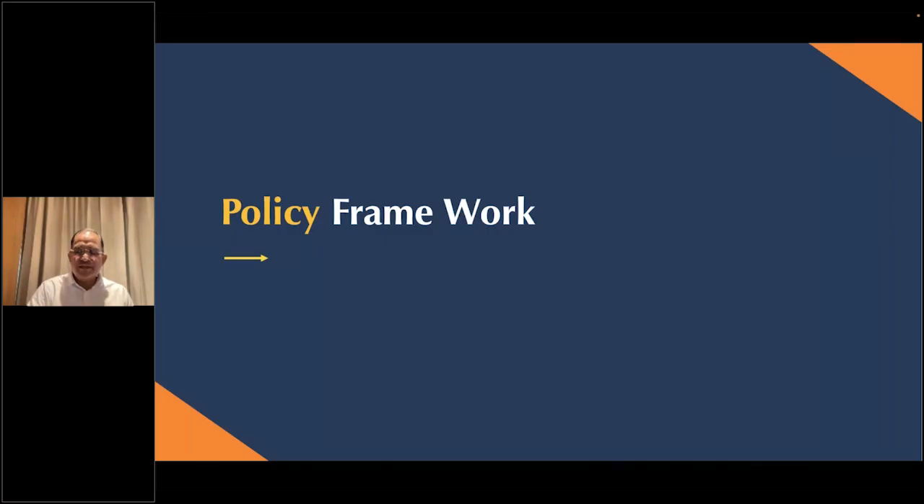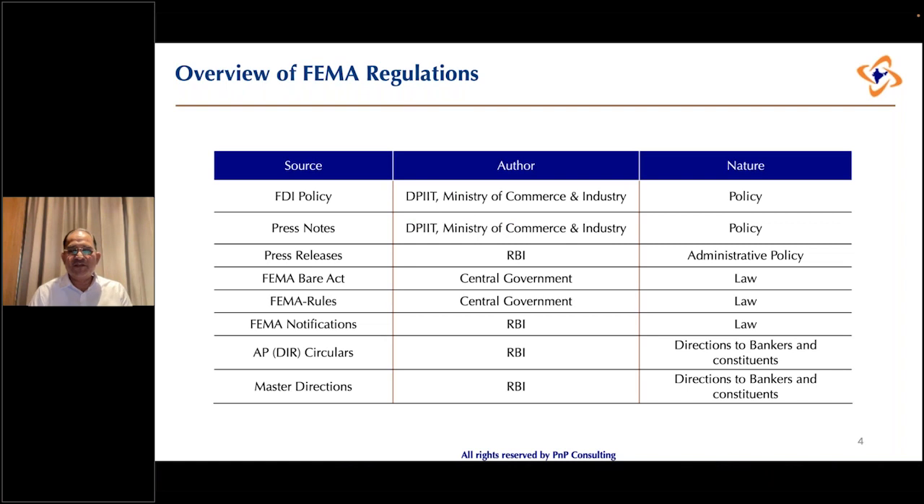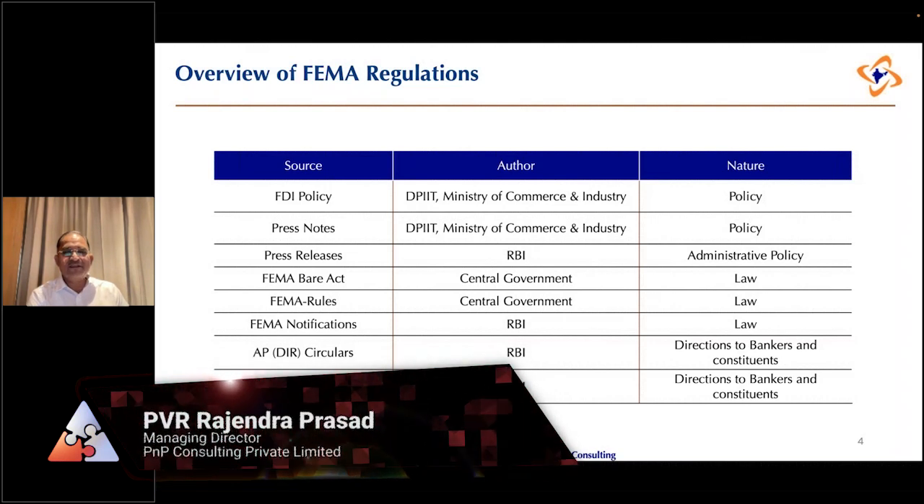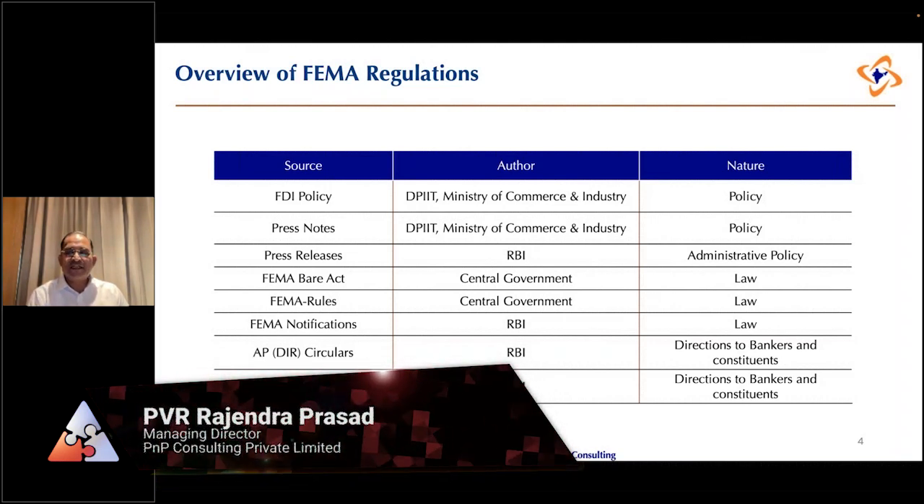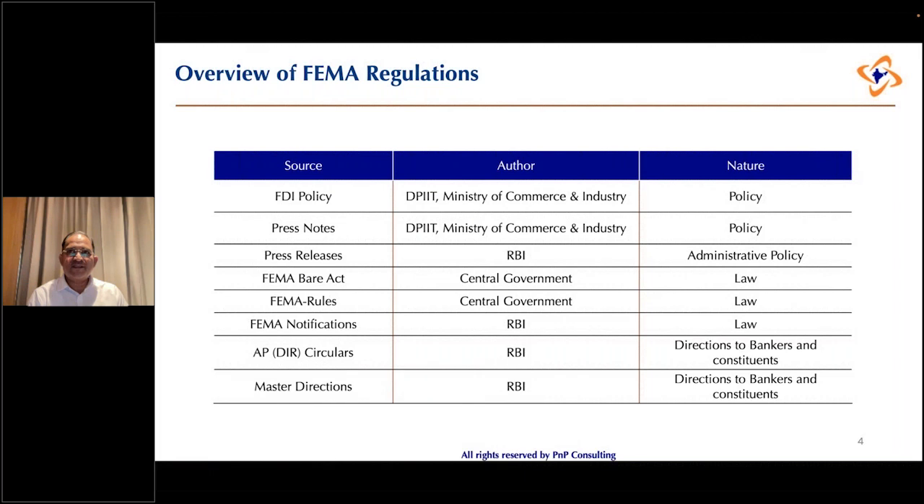We'll first quickly run through the policy framework, though it's all dealt with by the earlier speakers and you are aware of it. But the purpose of getting into these things is that the Enforcement Directorate will be searching all these sources when the investigation process is going on.